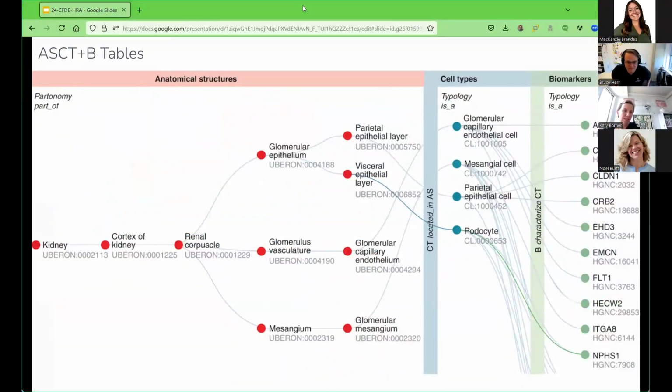So on the next slide, you see one of those ASCT+B tables laid out as a graph. On the left-hand side, you have anatomical structures that make up kidney, not all of them. There are many more. That's a subset here. As you see, they are linked via part-of relationships. So for instance, the glomerular capillary endothelium is part of the glomerulus vasculature. It's part of the renal corpuscle, part of the cortex of the kidney, part of the kidney, part of the human body, ultimately. And then in blue here, you have cell types, and again, just a subset of all of the cells that you would find, and they are connected to certain anatomical structures where they are commonly located.